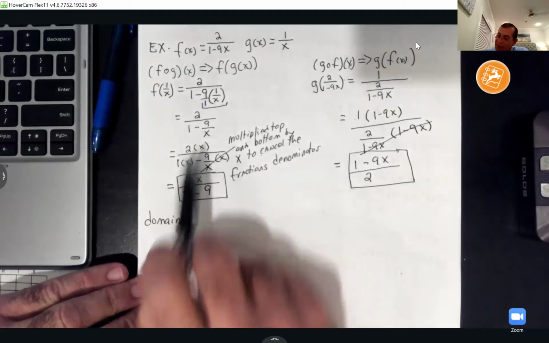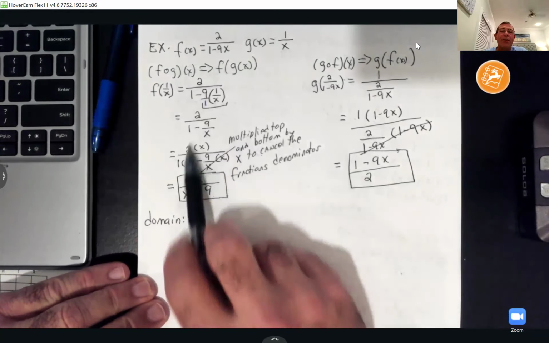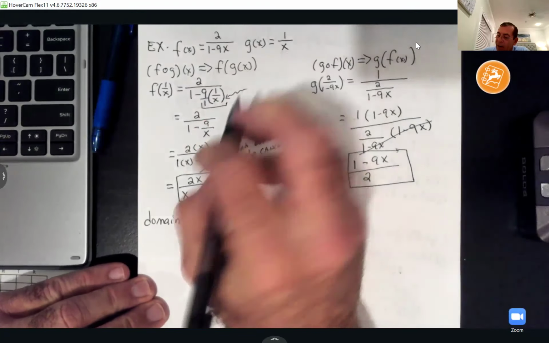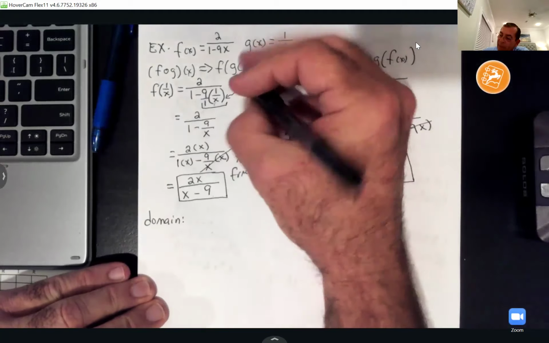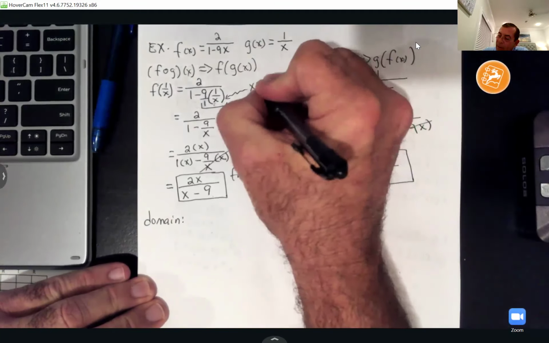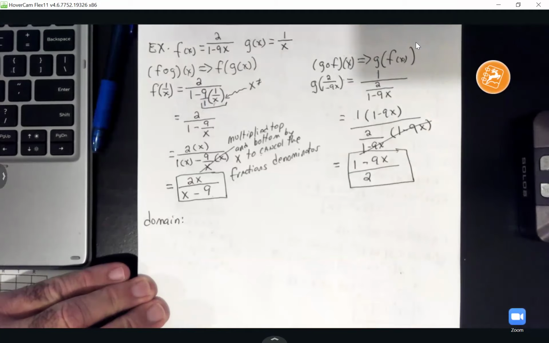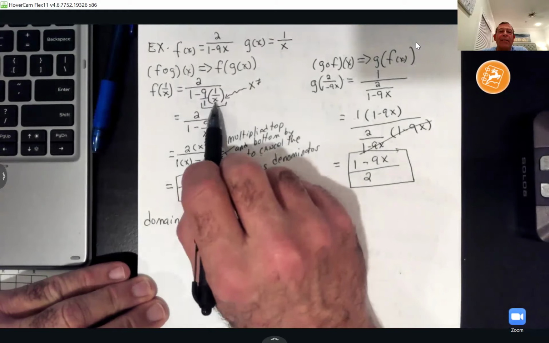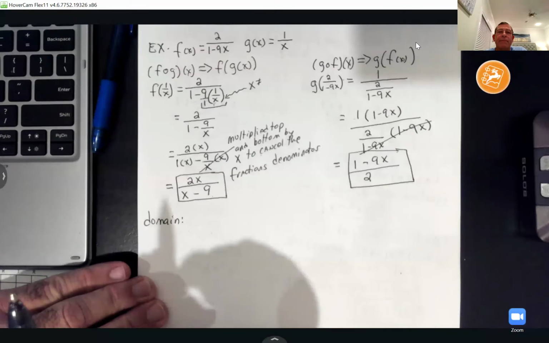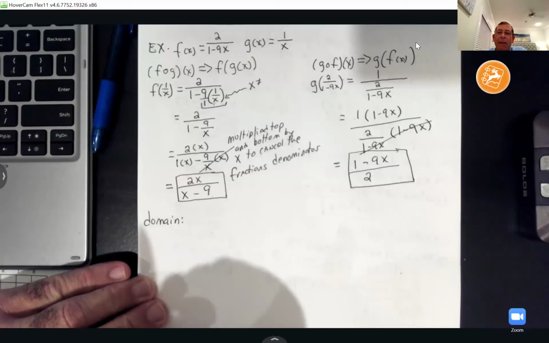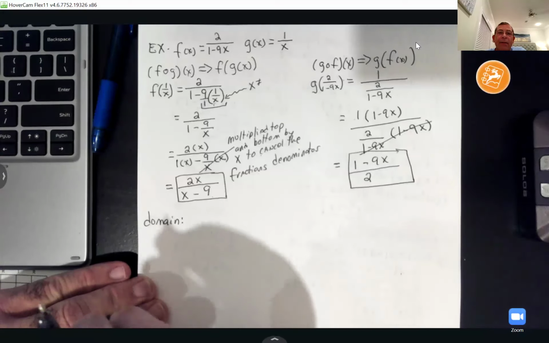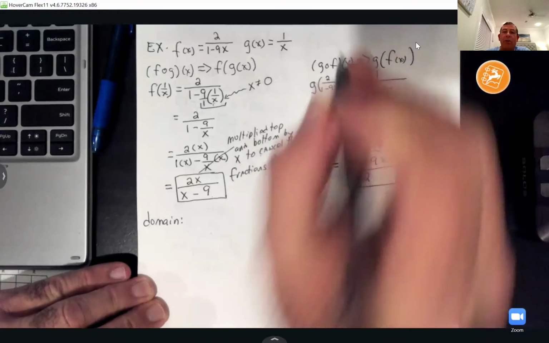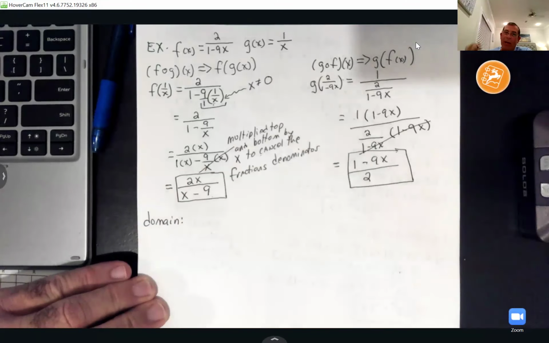Well, guess what? This domain can't be all real numbers. Right here, you have a 1 over x. That x cannot equal what? What's the only number that x cannot be? What would make that undefined? 0. So that x right there cannot equal 0, which means we're kicking 0 out of our domain.